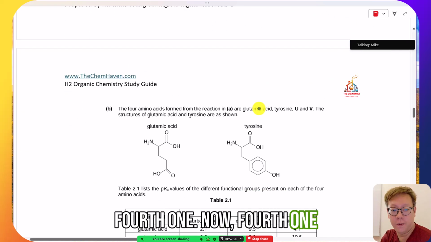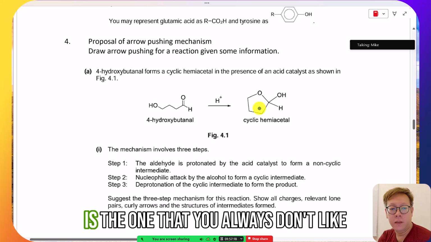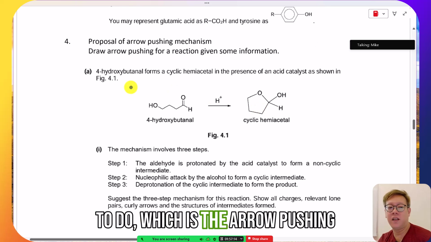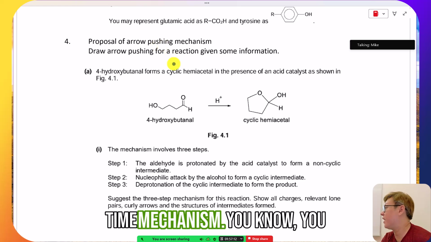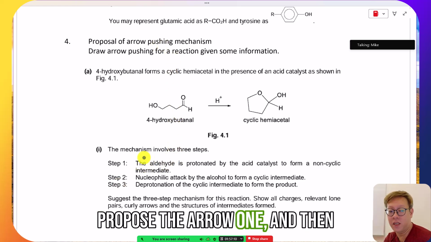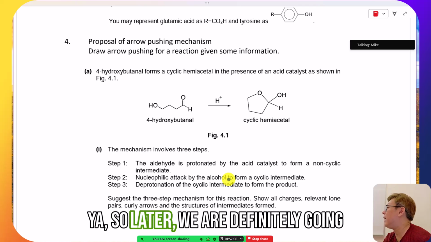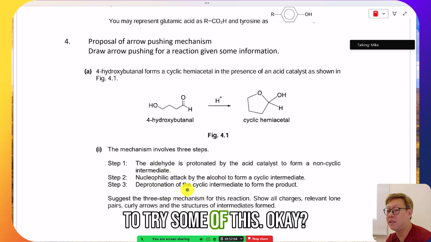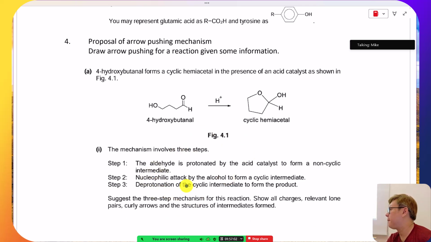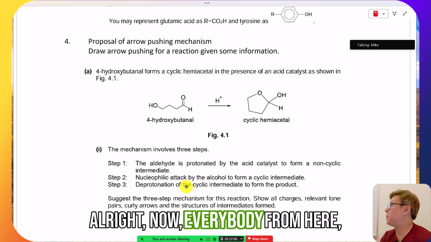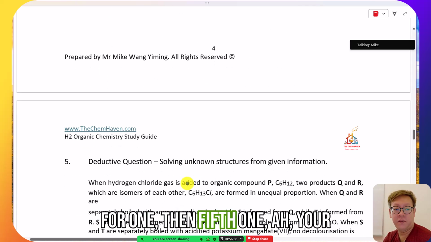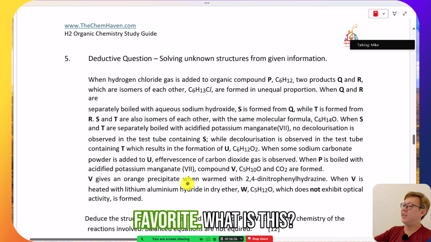Now, the fourth one is the one that you always don't like to do, which is the arrow pushing kind of mechanism. You propose the arrow and then they give you a lot of information. Later we are definitely going to try some of this. Alright, now, everybody familiar? Fourth one. Then the fifth one, your favorite.